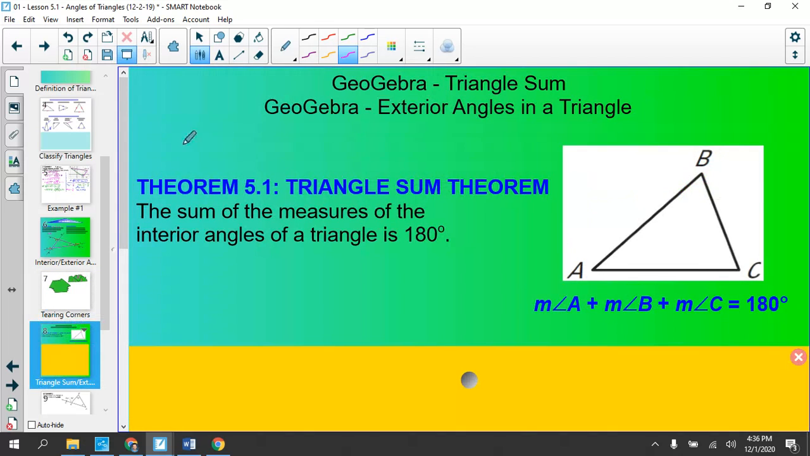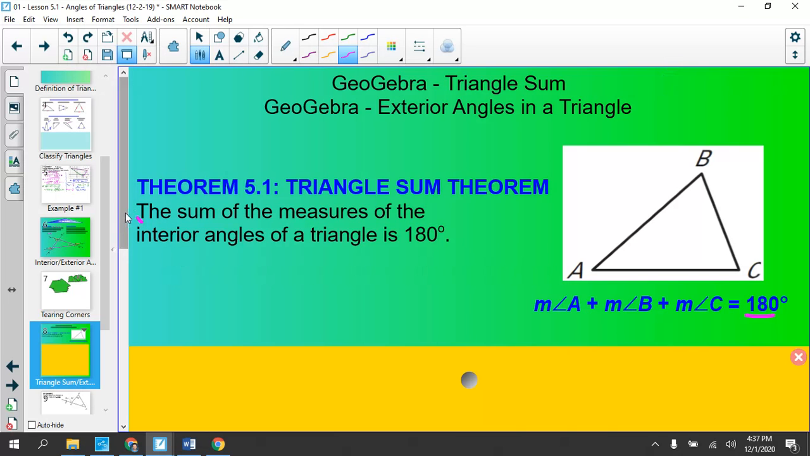So the first thing we should add to our notes is called the triangle sum theorem, which says the sum of the measures of the interior angles, so the measure of angle A plus the measure of angle B plus the measure of angle C, equals 180 degrees. That's true for every triangle, whether it's acute, obtuse, scalene, take your pick of triangle. That's going to be true for every single triangle. Okay, so we add that to our notes.